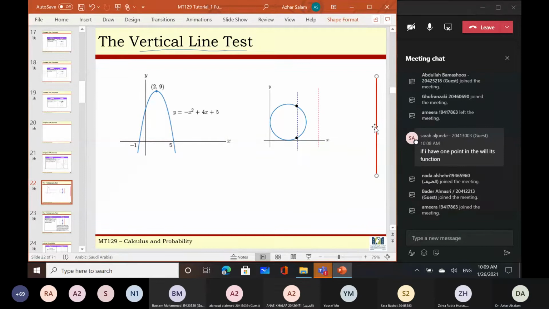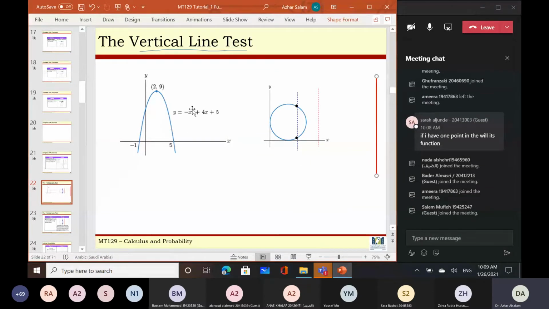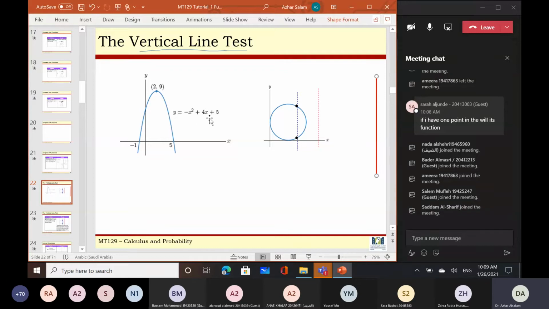But, for example, for this graph, which is a representation of minus x squared plus 4x plus 5, this is the graph of this function. If I take, for example, this vertical line and pass it through the function, here I will have only one intersection point, exactly here.